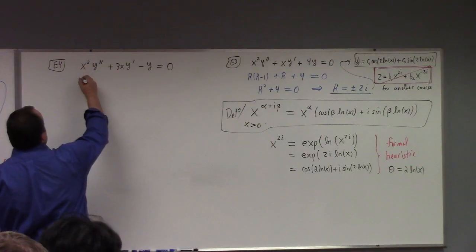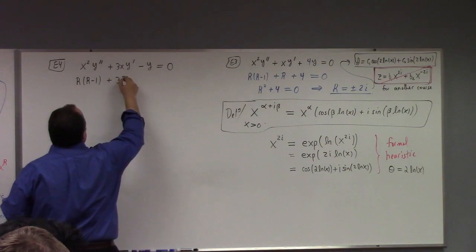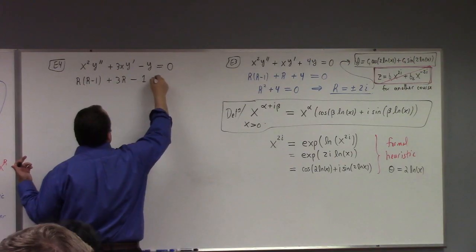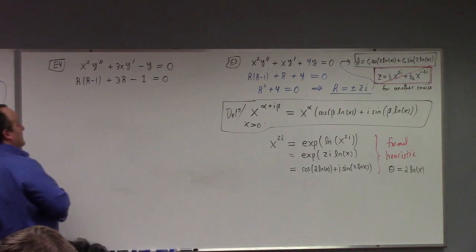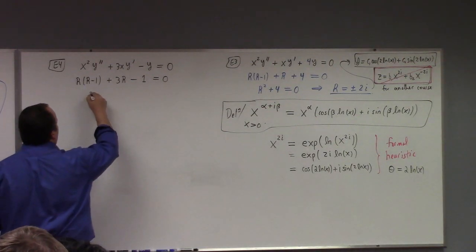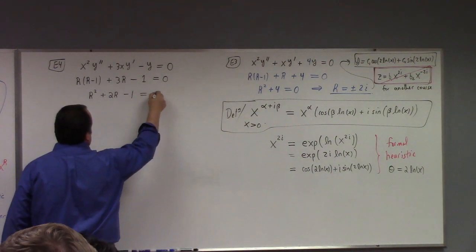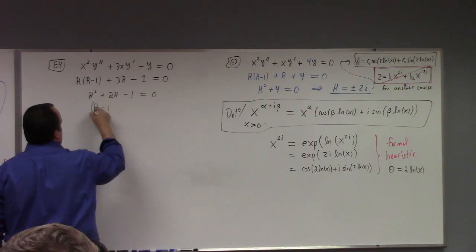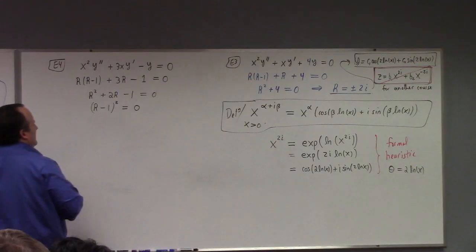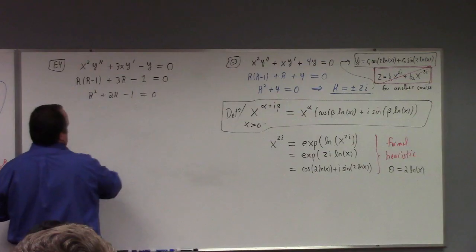All right, anyway, so r times r minus 1 plus 3r minus 1 equals 0. Characteristic equation. Hooray! Factor, we get r squared plus 2r minus 1 equals 0, also known as r minus 1 squared equals 0. Or not. Wait a minute. Aw, man. Well, I'll take my medicine.